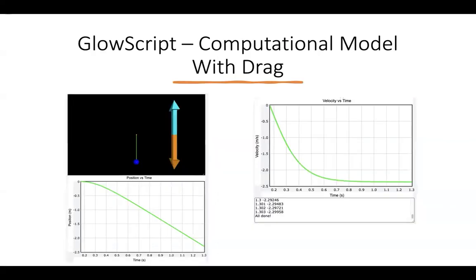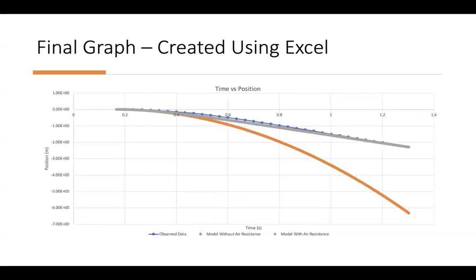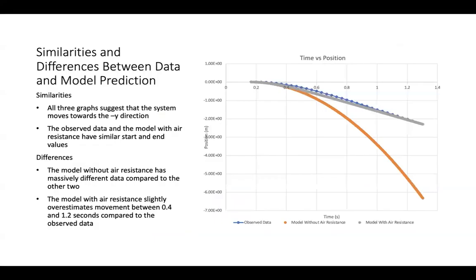And this is the final model for air resistance, and you can see that the only differences are in the outcome: the arrow for drag force pointing upwards on the top left, and the velocity versus time graph being nonlinear. For the final graph, the data from Tracker and GlowScript were input into tables in Excel, and those tables were then used to create a graph comparing the 3 sets of data.